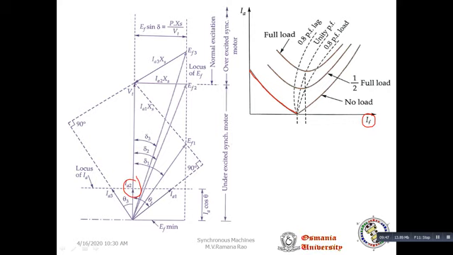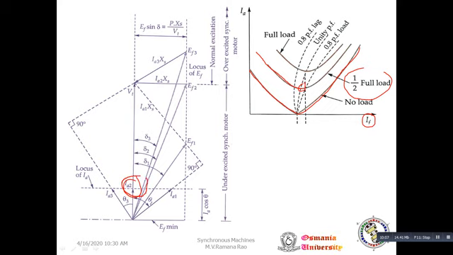the armature current. Let us take any load, let us take half load. As we go on increasing the field excitation, the armature current reduces. So the minimum current occurs at UPF. Where? Here. The minimum current IA occurs at UPF.